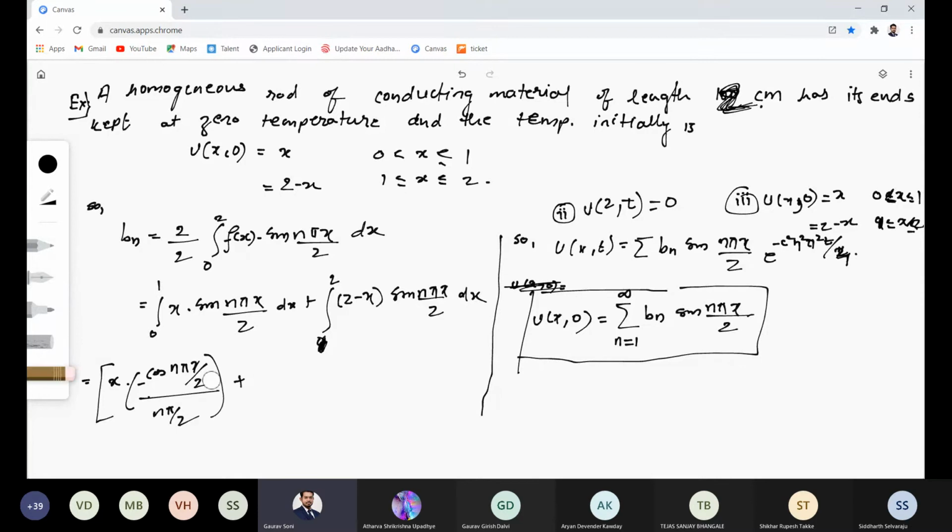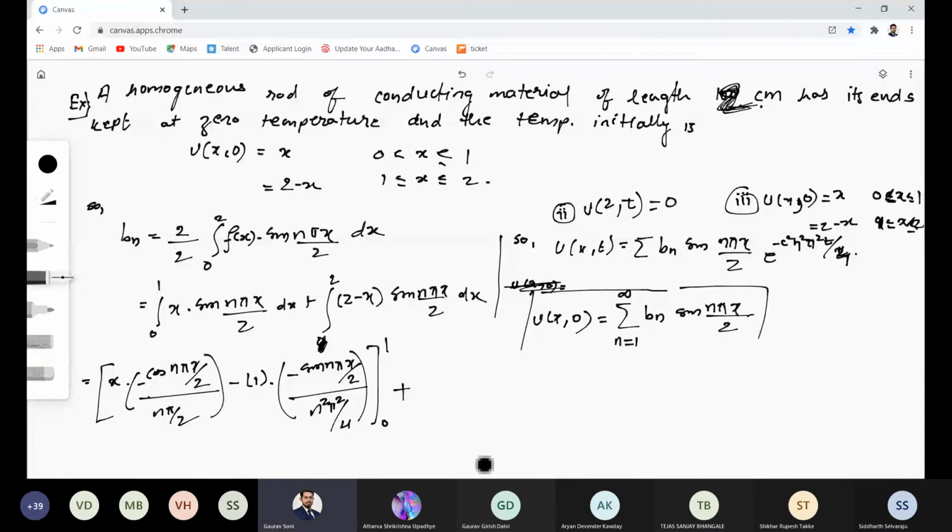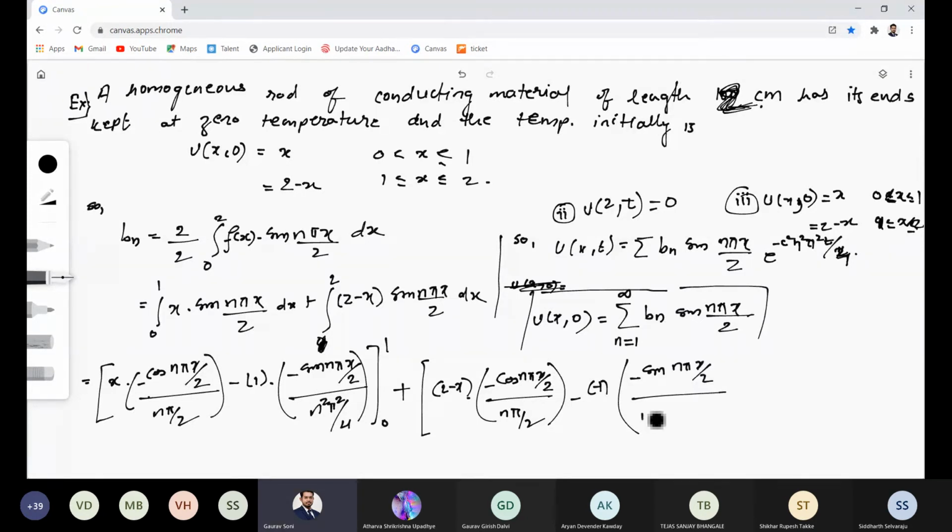Plus, minus derivative of x, which is 1. Again, integration of minus cos n pi x by 2 upon n pi by 2 will be minus sine n pi x by 2 upon n square pi square divided by 4, integration 0 to 1. Plus, let's do the remaining part. 2 minus x as it is, integration of sine n pi x by 2 is minus cos n pi x by 2 upon n pi by 2, minus derivative of 2 minus x, which is minus 1, the 1 minus sine n pi x by 2 on n square pi square by 4, limits from 1 to 2.